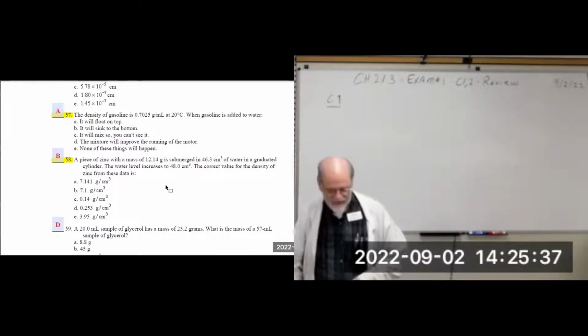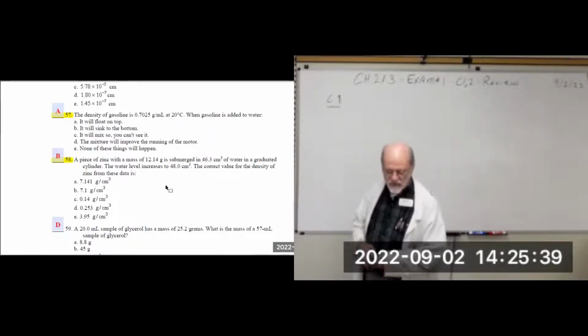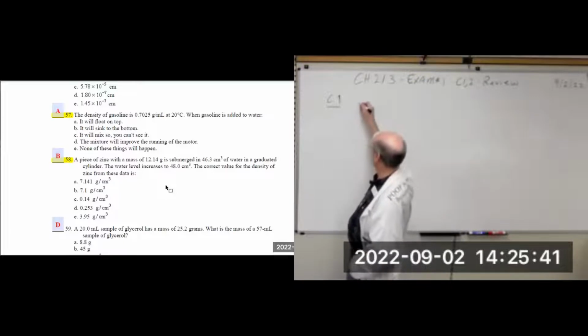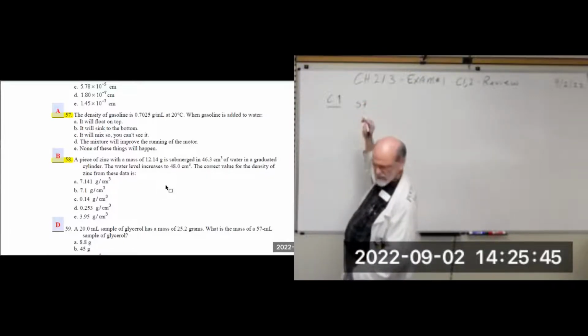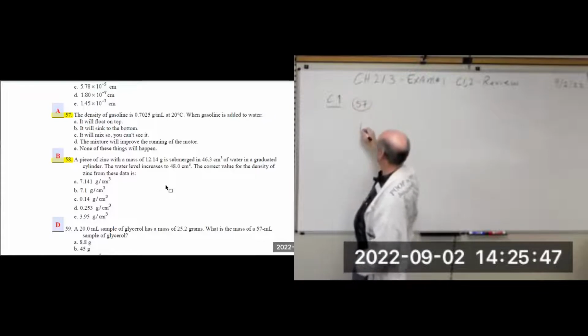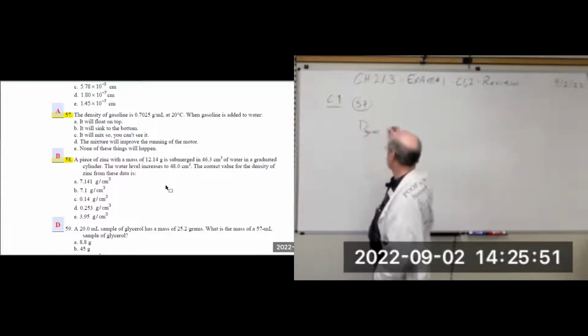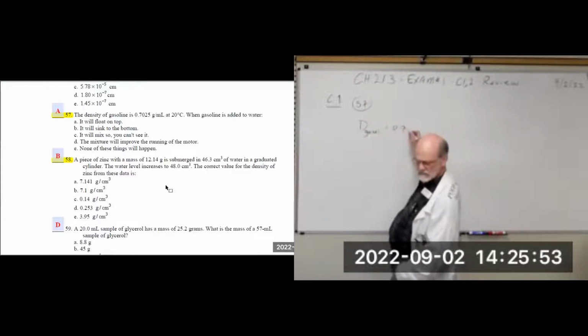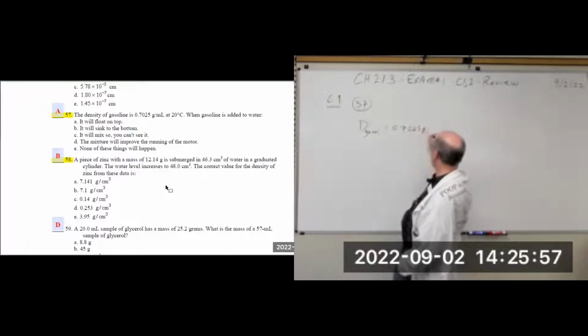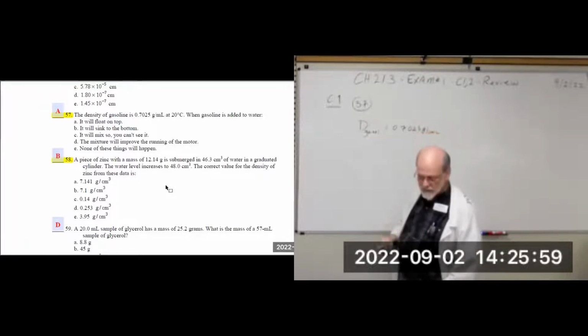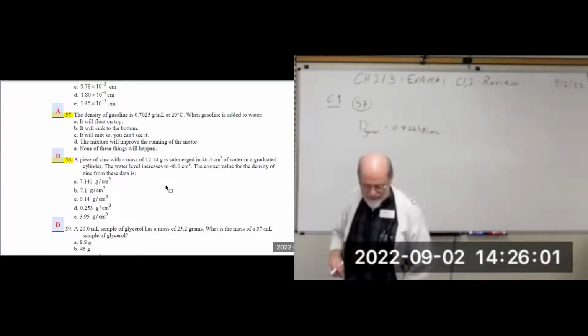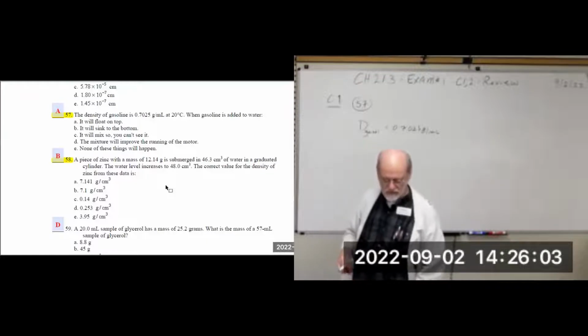The density of gasoline is 0.7025. Yeah. The density of gasoline is 0.7025 grams per milliliter. When gasoline is added to water, what will it do?